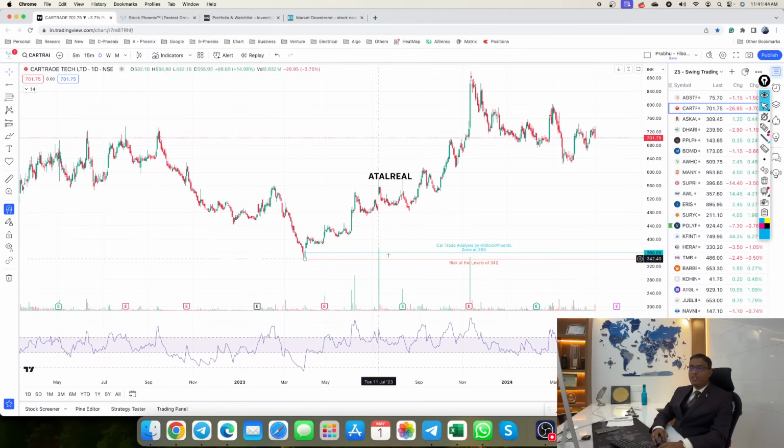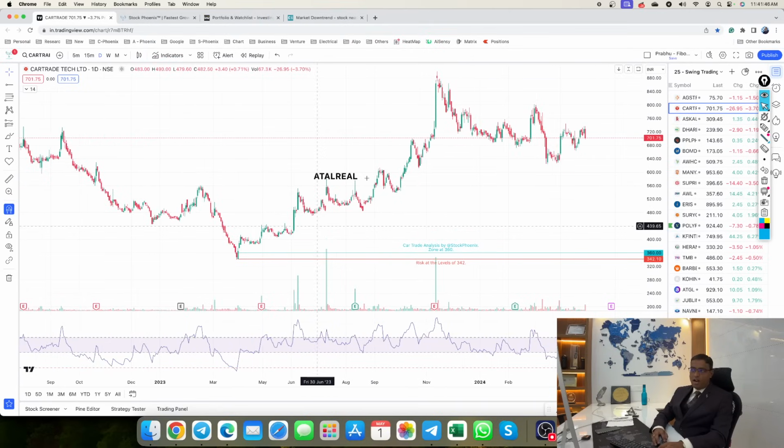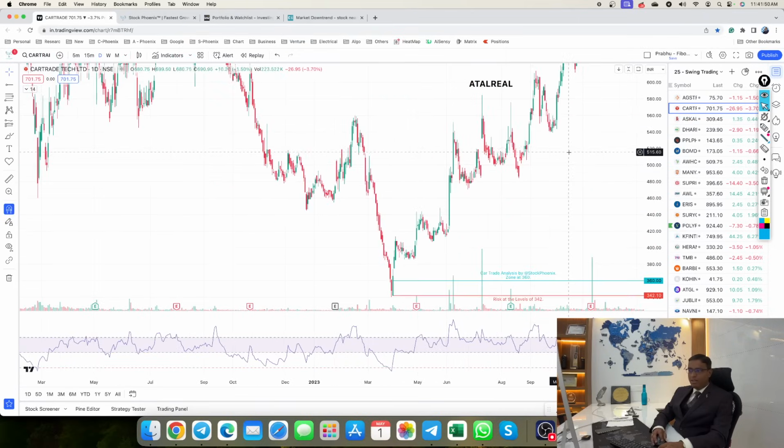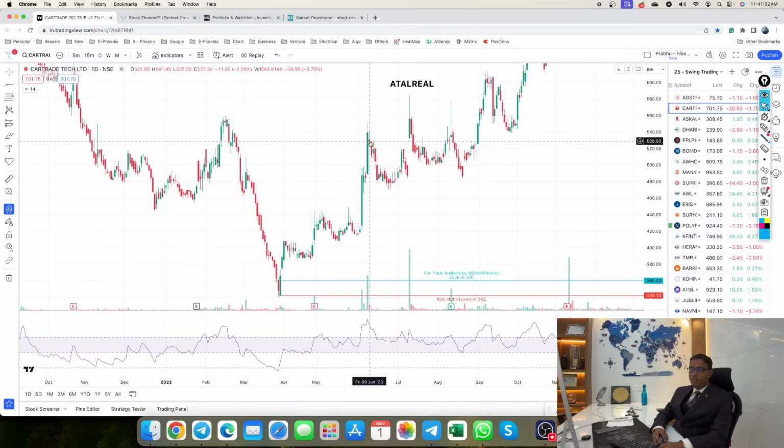You have to wait for a further good amount of uptrend and a reversal candle. In this example, you can book something here, a big candle. You can avoid this, or you can even book here. Nothing wrong in that.